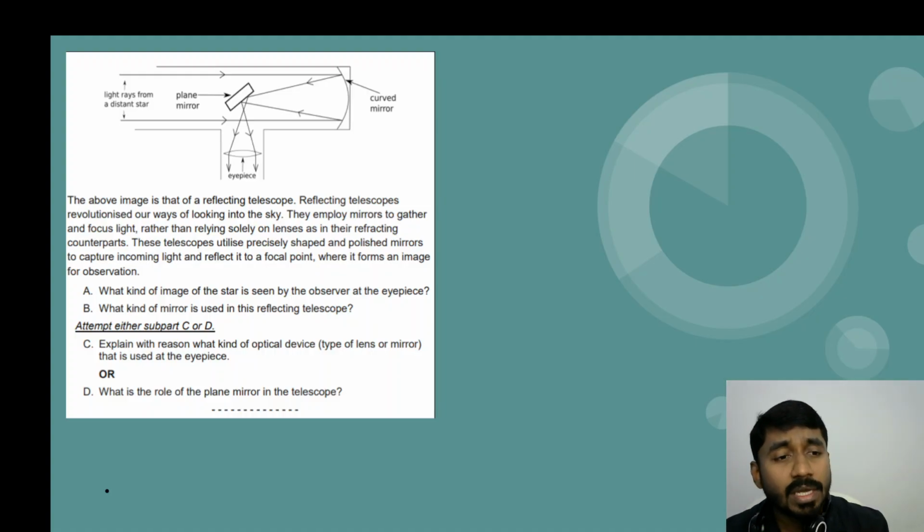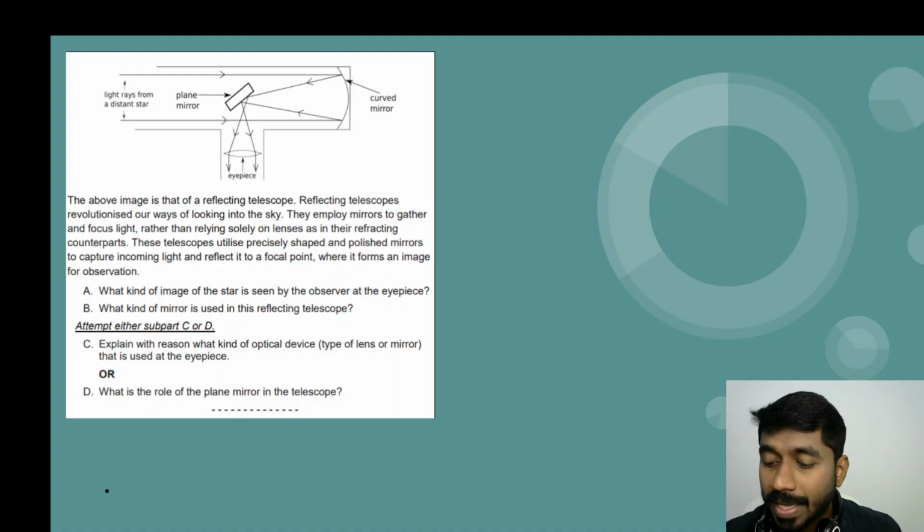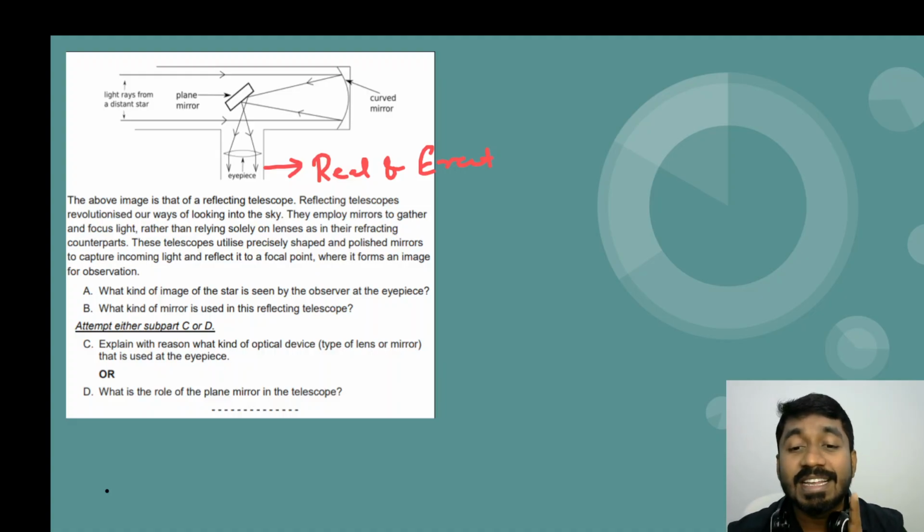What is the first question? What kind of image of the star is seen by the observer at the eyepiece? At the eyepiece, we are getting a real and erect image. Okay, so the image forming at the eyepiece is real and erect. It's not real and inverted, it's a real and erect image. I will explain why it is real and erect.